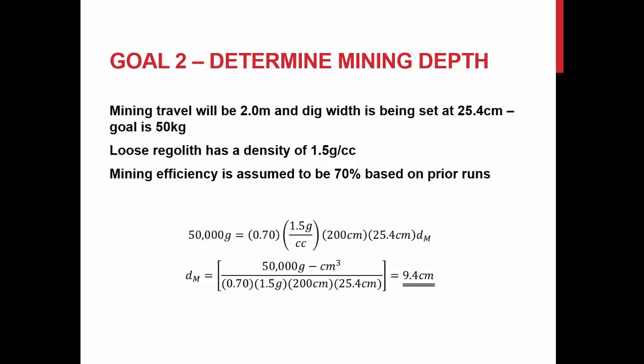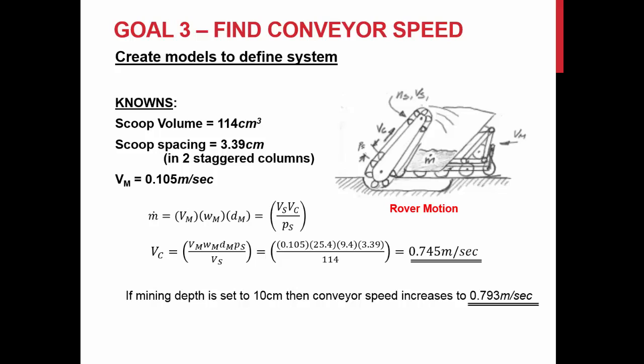Another thing we need to determine in setting our mining: if we want to collect 50 kilograms in this 2-meter run, then we have to figure out, given our dig width, how deep we have to dig. If we take the average regolith density as 1.5, that determines for us that our dig depth for the 2-meter run in the mining area is going to have to be 9.4 centimeters down. Once this is established, we can calculate our mass flow rates in collecting regolith.